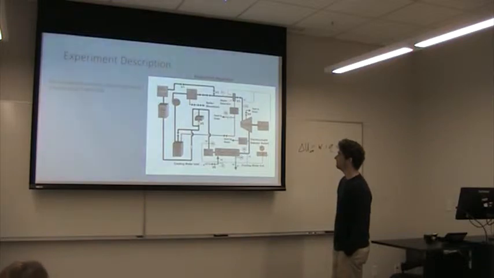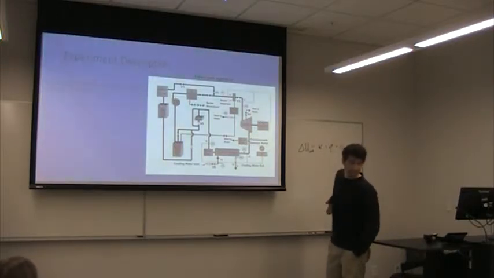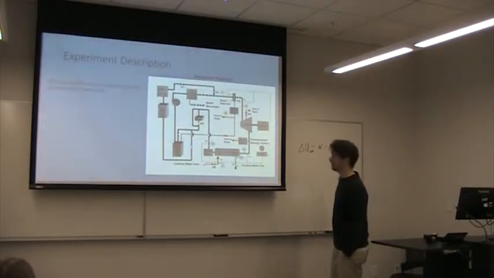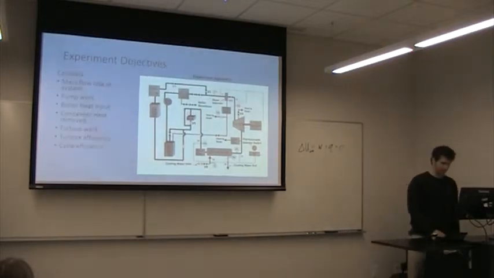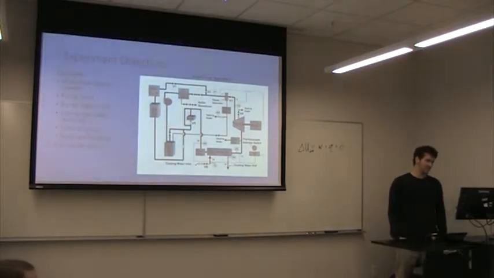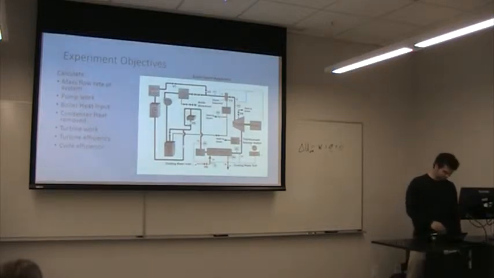And it's going to look like an old school thermal problem. We're going to get properties on the side, and we're going to have to get efficiencies out of that, just like in Ready's class. So these are the objectives you'll be calculating: mass flow rate, work by the pump, boiler heat input, the heat removed from the condenser, the turbine work, turbine efficiency, and cycle efficiency.